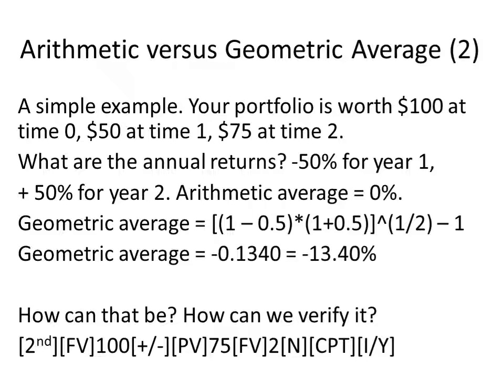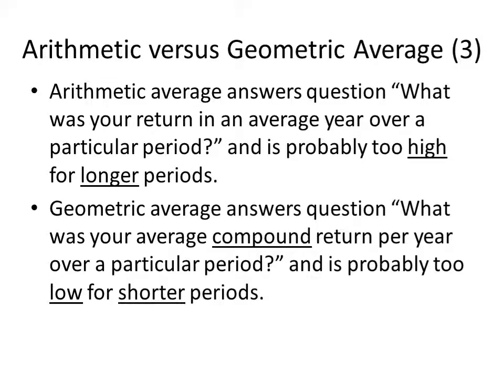So the question arises, when do I use arithmetic and when do I use geometric? So which average you use depends on what question you're trying to answer. The arithmetic average answers this question. What was your return in an average year over a particular period? Now, the arithmetic return is probably too high for longer periods if you're trying to come up with a true average return. And the geometric average answers the question, what was your average compound return per year over a particular period? And it's probably too low for shorter periods.